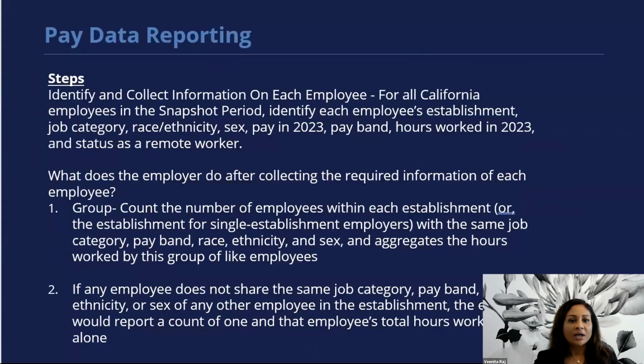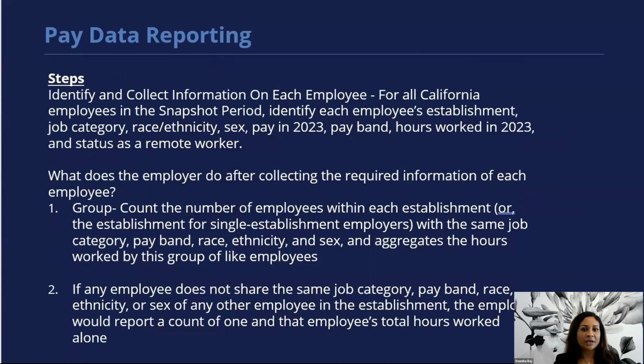Once you've determined that you must file, you have the reporting obligation and have to file the report on your California employees. What do you do? You begin with obviously identifying each employee in the snapshot period. And for each employee, you must determine their job category, race, ethnicity, sex, pay during 2023, the pay band they belong to, and the total hours worked, and whether the employee was a remote employee.